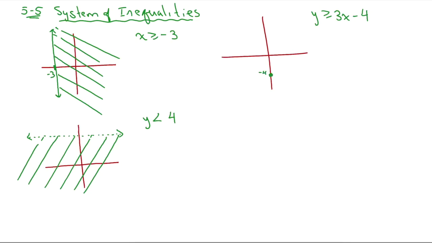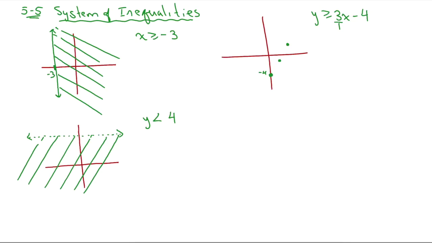There's -4. What's the slope? 3 over 1. So from -4, 0 to -4, where would you go? Up 3. Up 3 and over 1. So you'd probably get a point here, up 3 and over 1. And we've already decided that it's a solid line.